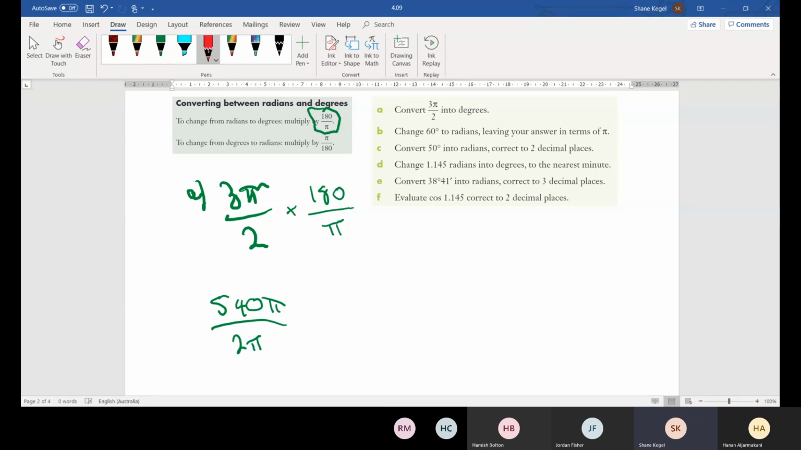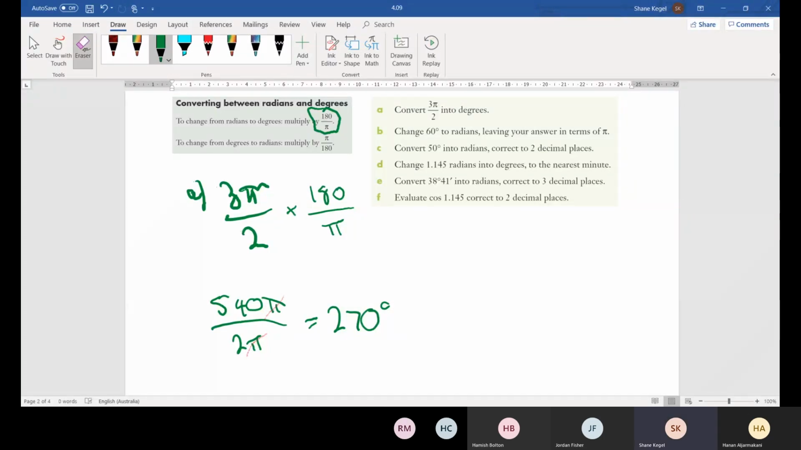So as you can see, my pi's would cancel. 540 divided by 2 gives me 270. So I can safely say, or I've calculated, that 3 pi on 2 is the same as 270 degrees.